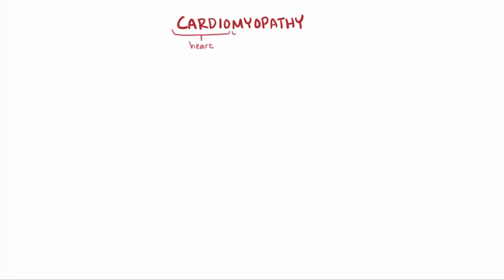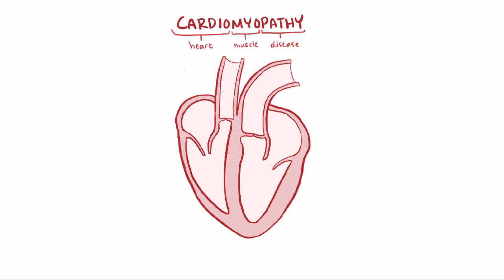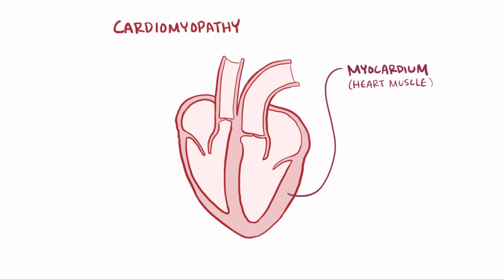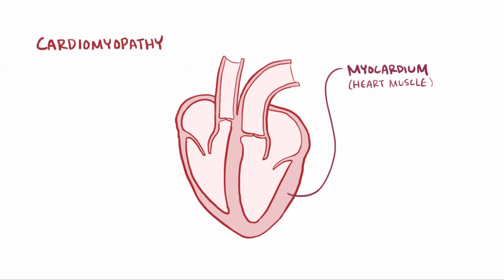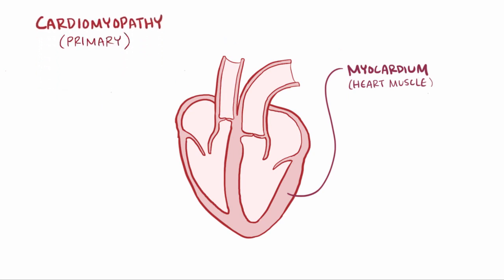Cardiomyopathy translates to heart muscle disease. So cardiomyopathy is a broad term used to describe a variety of issues that result from disease of the myocardium, or heart muscle. When cardiomyopathy develops as a way to compensate for some other underlying disease like hypertension or valve diseases, it's called secondary cardiomyopathy. But when it develops all by itself, it's called primary cardiomyopathy.